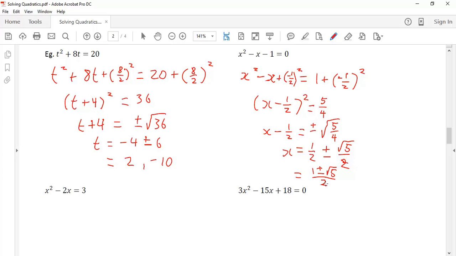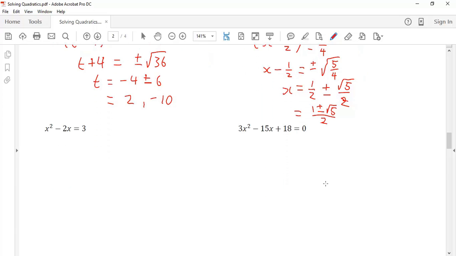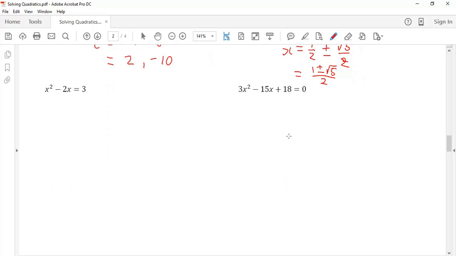So I'm going to let you guys try the next two. But just as a hint for that last one, you'll need to divide through everything by 3 first, just to make it monic. So you guys can try that now, and I'll put the answers up for you.